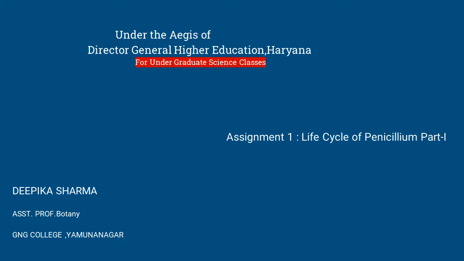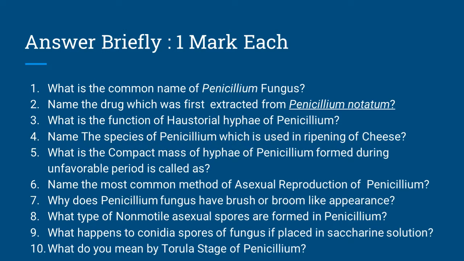Today we will discuss the assignment 1 on the topic life cycle of Penicillium, part 1. In this part, about the short question answers, 1 mark each. The first question is, what is the common name of Penicillium fungus? Name the drug which was first extracted from the Penicillium notatum.